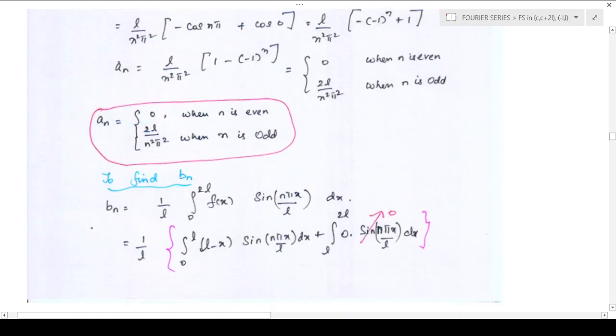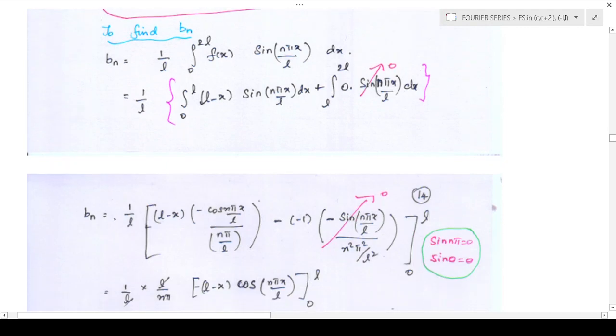Again, you are going to find bn, which is nothing but 1 by L, integral 0 to 2L, f of x sin n pi x by L into dx. You are splitting this into two integrals, 0 to L and L to 2L. In the second integral, f of x value is 0. Second integral is 0 because the integrand is 0. Then you are evaluating the first integral by Bernoulli's integration by parts.